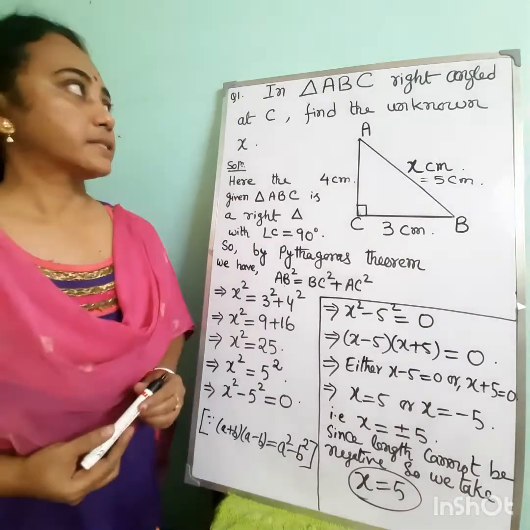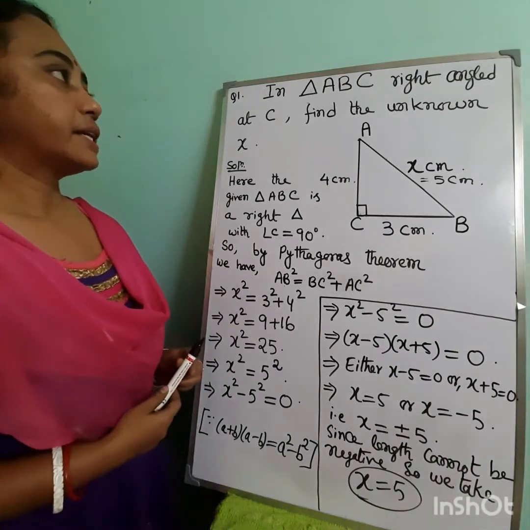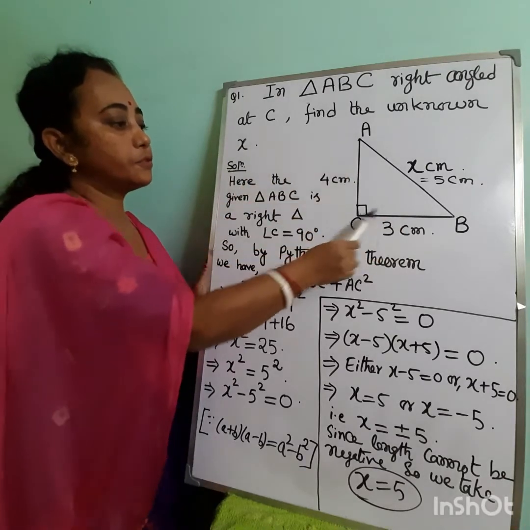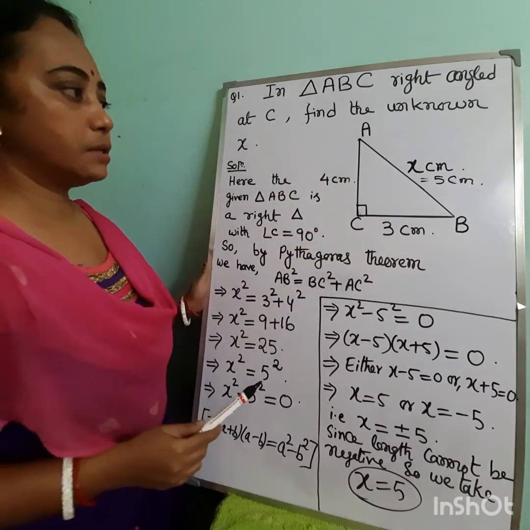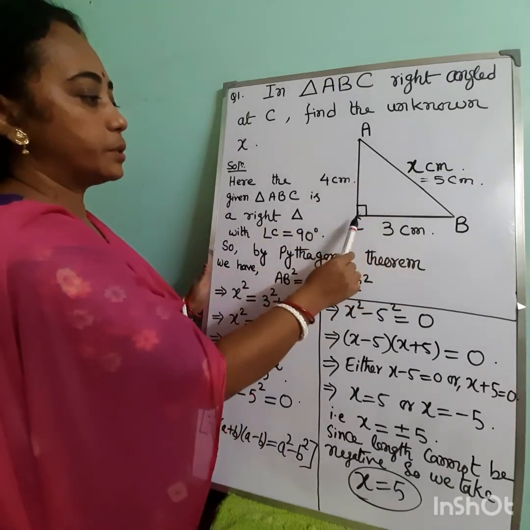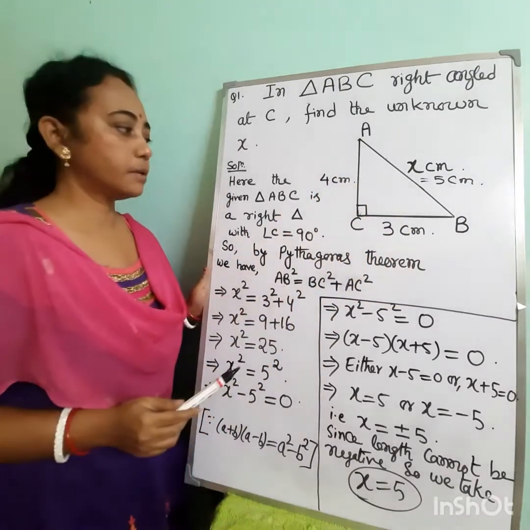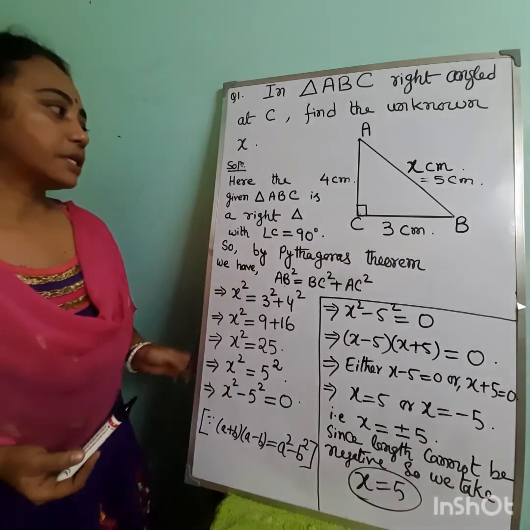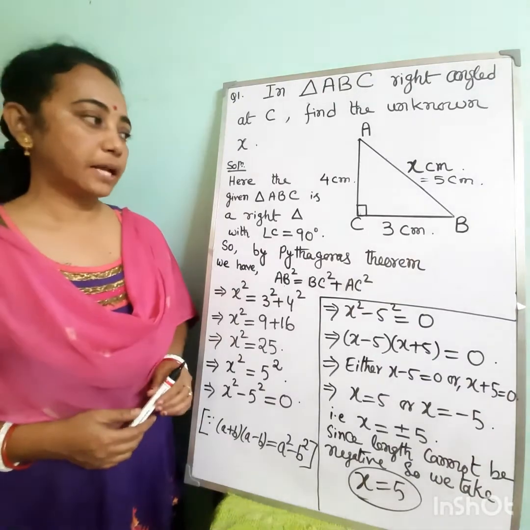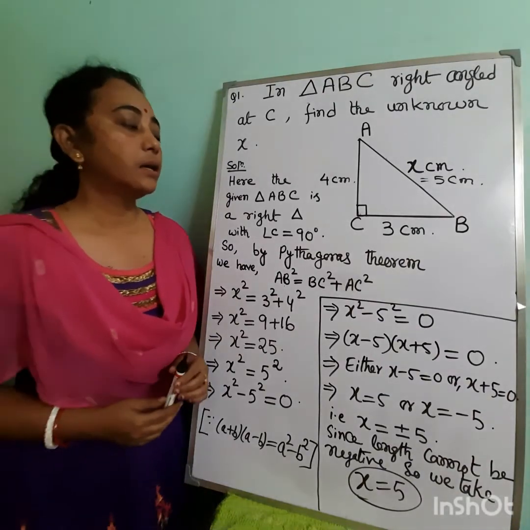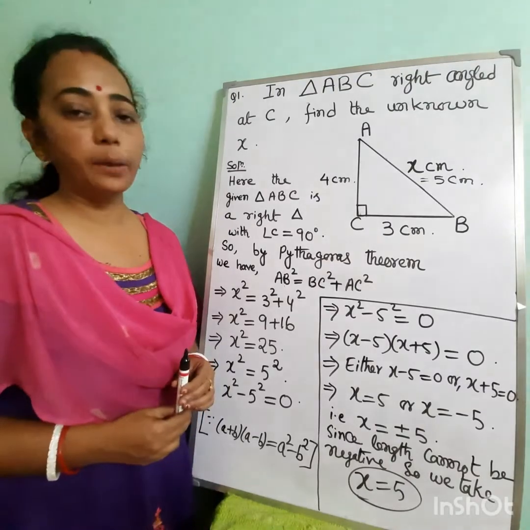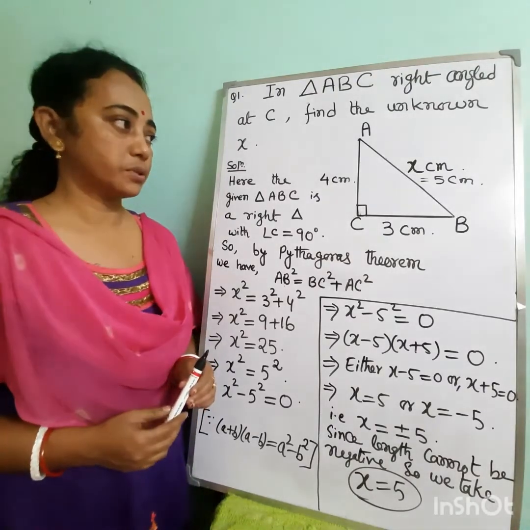Now let's see one example. In triangle ABC, right angle at C, find the unknown x. Here the given figure, triangle ABC, where AB is given x centimeter, BC is given 3 centimeter and CA is given 4 centimeter. So here the given triangle ABC is a right angle triangle with right angle at C. That means C is equal to 90 degree. So from the figure, AB is the side opposite to the right angle. So AB is here the hypotenuse.